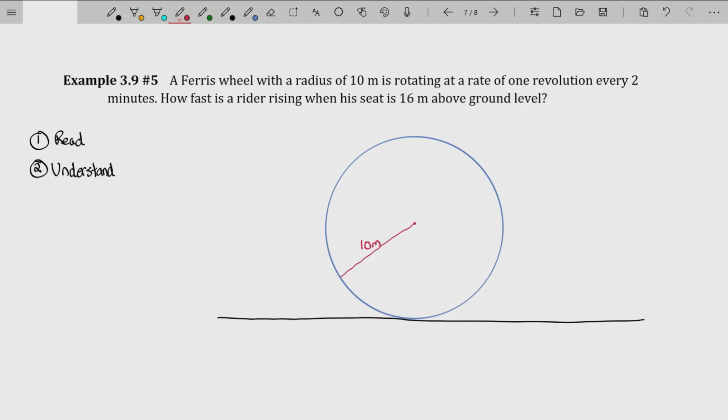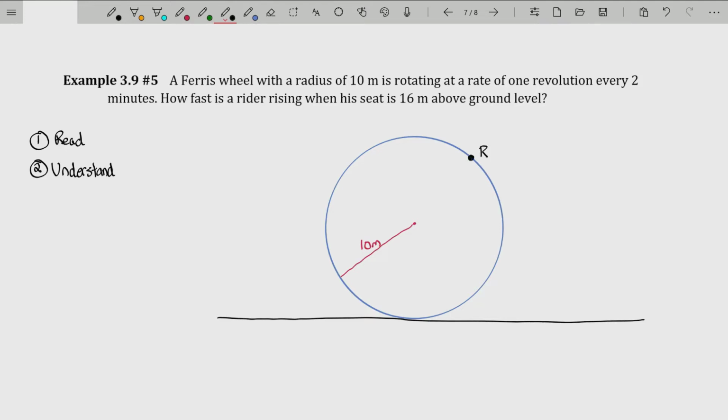So let's just say this rider got to 16 meters above ground. Now remember, if the radius is 10, that distance is 10. This distance would be 20 altogether. So the rider is somewhere around here probably. I'll call that R for the rider.